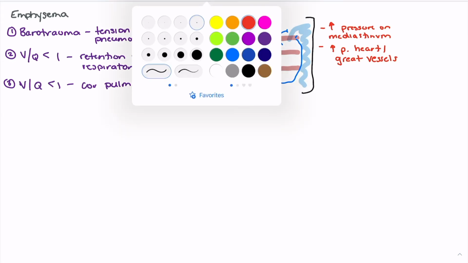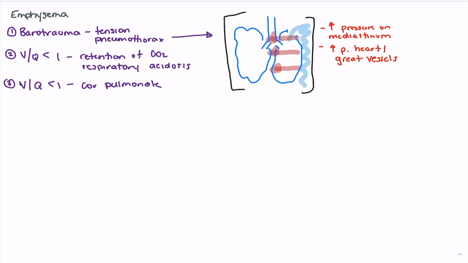The other consequence resides around the VQ of less than 1. So if I can't exchange gases properly, what's going to happen is I'm going to have a buildup of CO2. And that's one of the big problems with these obstructive diseases, is that the patient is going to retain carbon dioxide. The problem with retaining carbon dioxide is there's a couple of things wrong with it. So first, we know that carbon dioxide is a vasodilator.